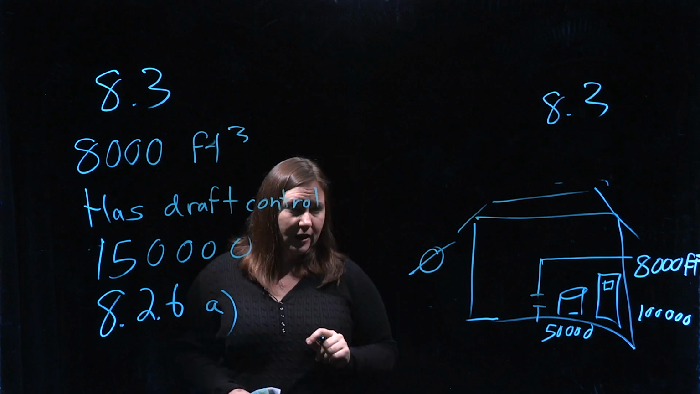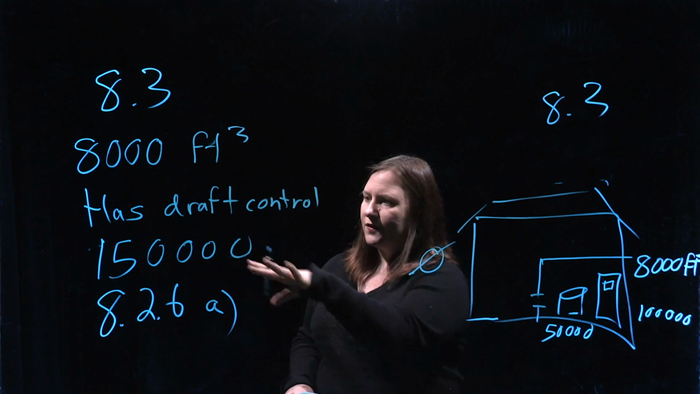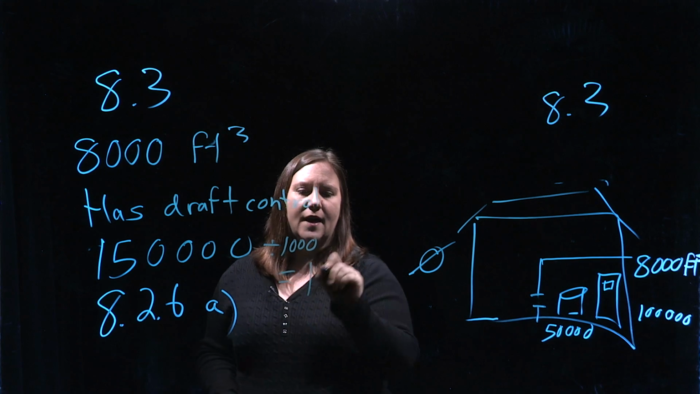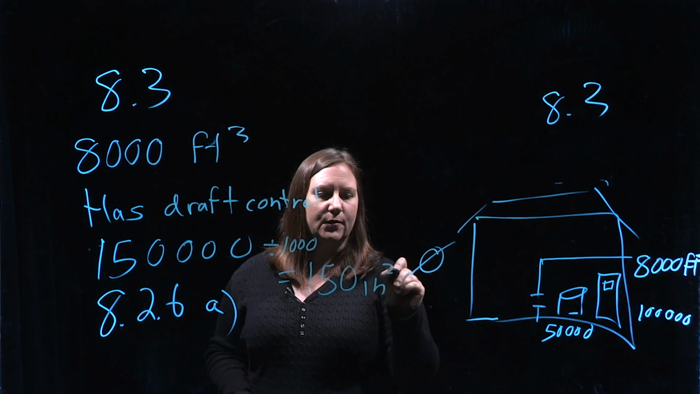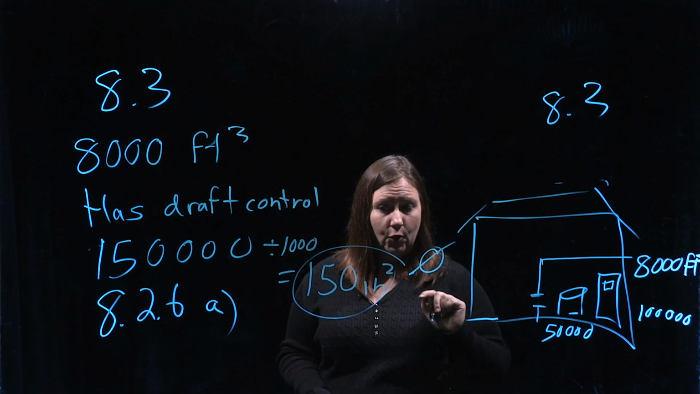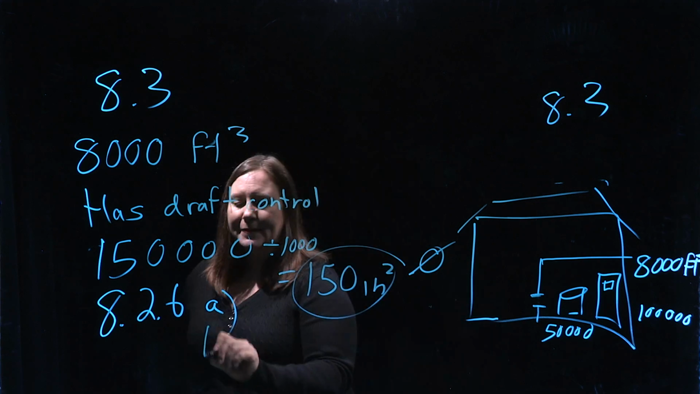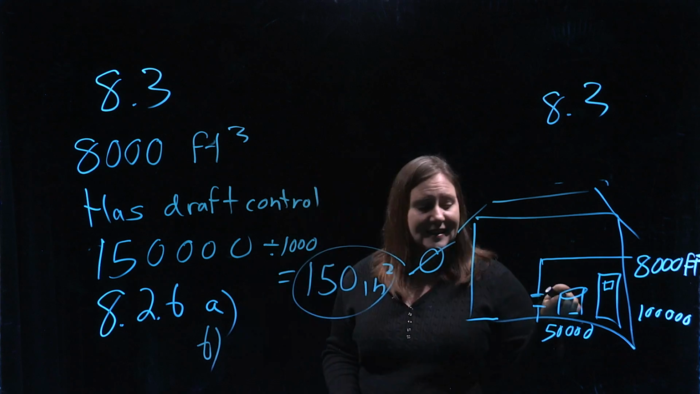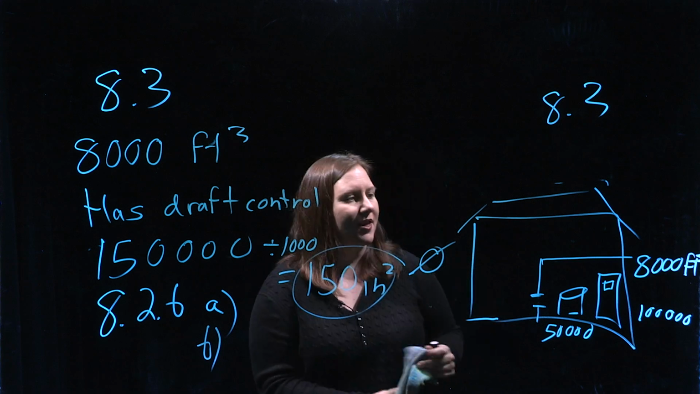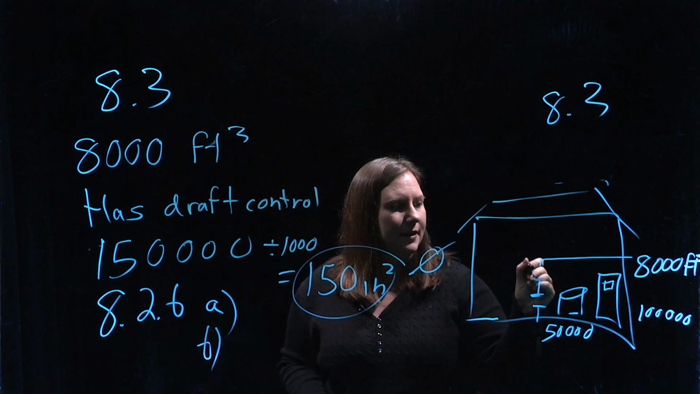that's going to be 1 square inch per 1,000 BTUs. So if I take a look at what I have here, I've got 150,000 BTUs. I divide that by 1,000, and that means that I have 150 square inches required. So I have to have 150 square inches of an opening in the lower portion. But then I keep reading what 8.2.6 says, and B says that if the appliances have draft control devices, and they do, then I need a second opening that's the exact same size.